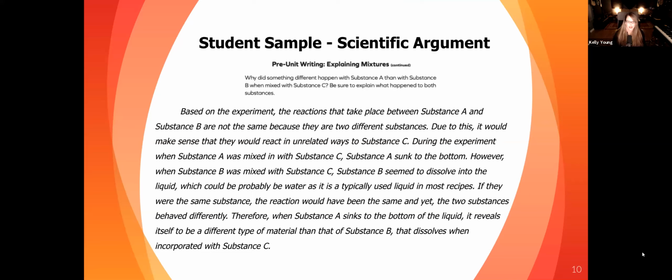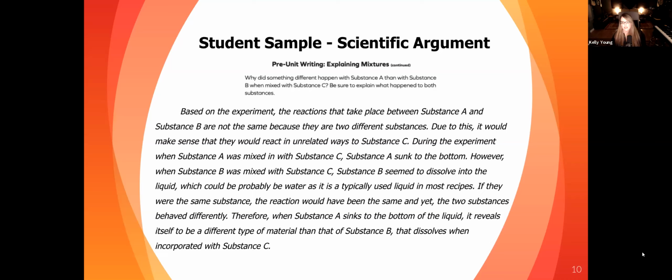During the experiment, when substance A was mixed in with substance C, substance A sunk to the bottom. However, when substance B was mixed with substance C, substance B seemed to dissolve into the liquid, which could probably be water as it's a typically used liquid in most recipes. If they were the same substance, the reaction would have been the same, and yet the two substances behaved differently. So you've got evidence and you have reasoning. And something that we have been working on so far this year, which is new to fifth grade, is a conclusion statement.